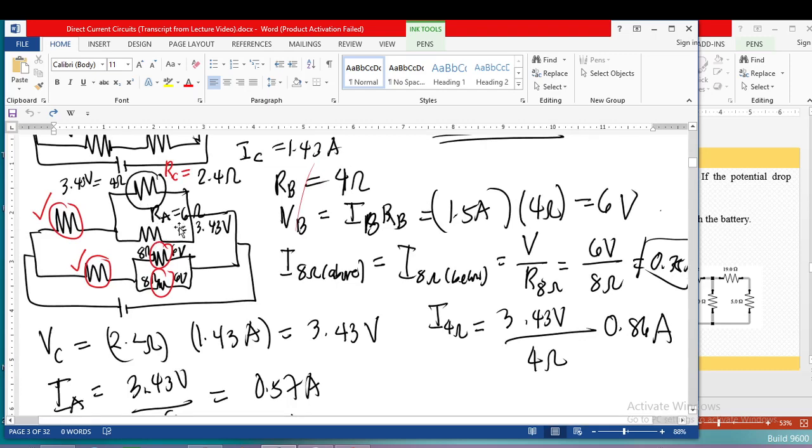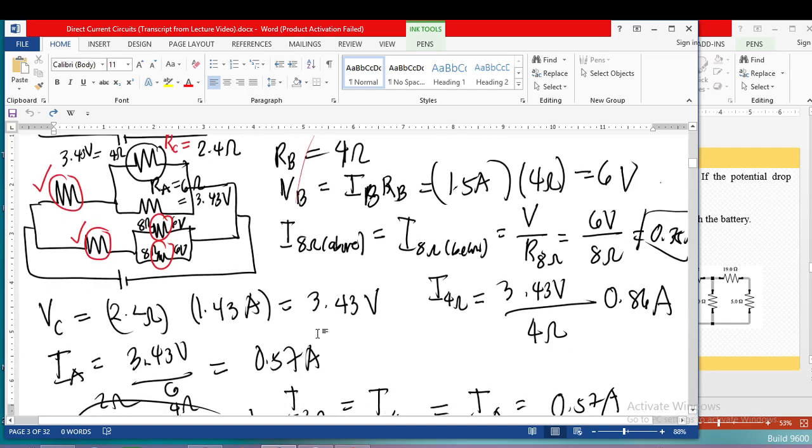So you just have to divide again 3.43 and then 6 ohms, because the resistance of RA is 6 ohms. So the current across RA is 0.57 amperes. Okay? So before we break down RA, let's look at the one at the bottom, the two 8 ohms. So what is the voltage, what is the current across 8 ohms?